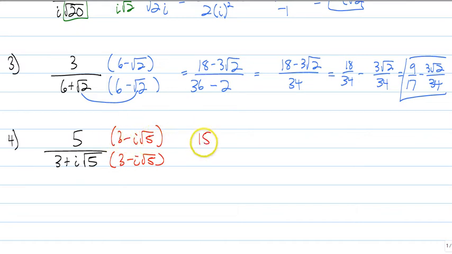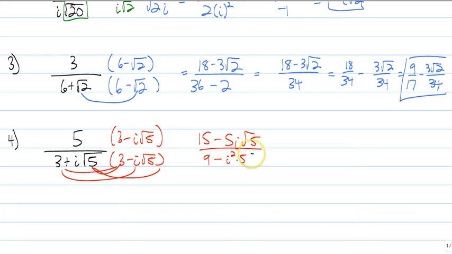So you get 15 minus 5 i root 5 on the top when you multiply that in. When you FOIL this, you get 9. This and this cancel, and the last one is i squared, so it's a minus i squared times 5, because root 5 times root 5 is that. So what do I get? I get 15 minus 5i root 5 still over, this becomes a negative 1, so negative minus a negative 5 becomes positive 5 on the bottom, so 9 plus 5 is 14.